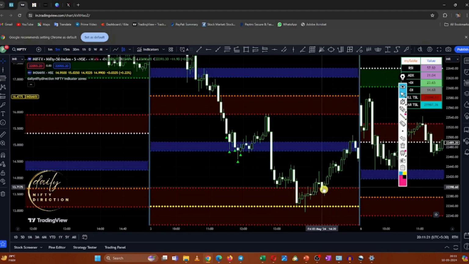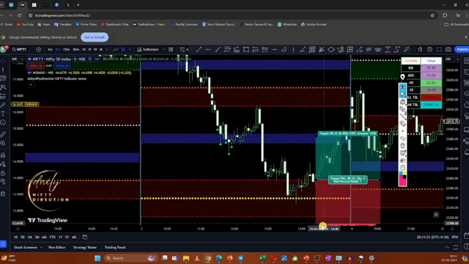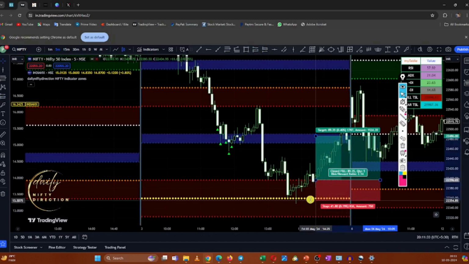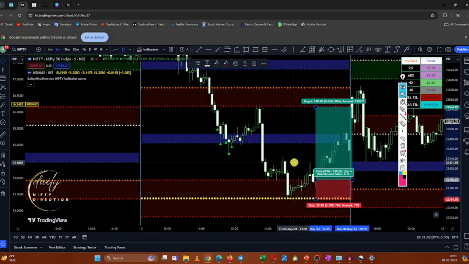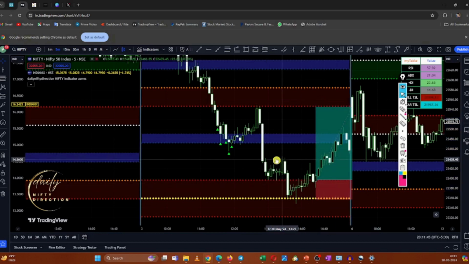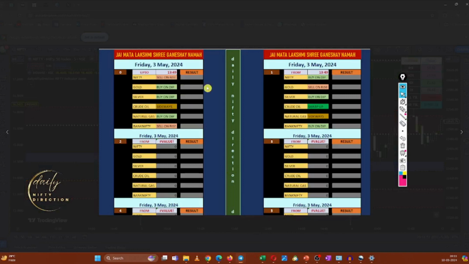Okay, so your bullish target also got hit. So this was the 3rd of May. 3rd of May, what was expected? Sell on rise and buy on dip around 2 p.m.